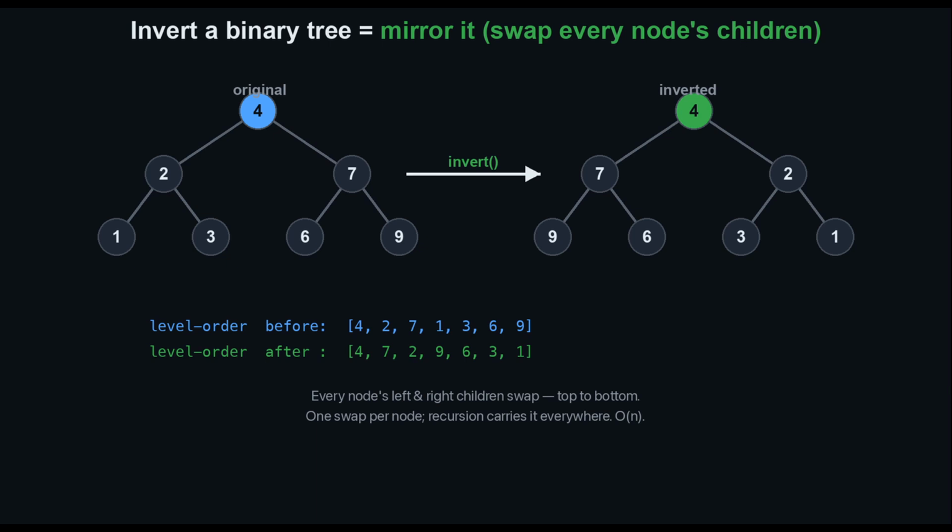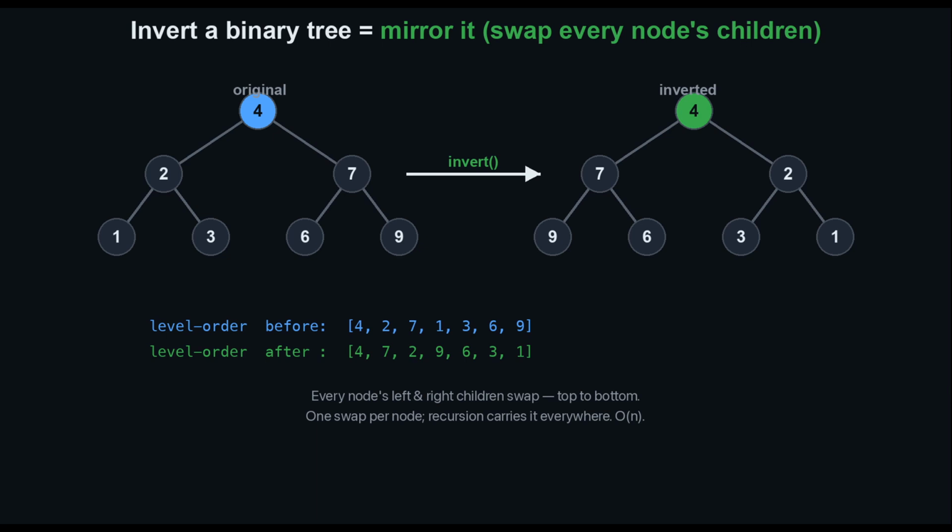Here's the flip in a picture. On the left, the original root 4 with 2 on the left and 7 on the right. Under 2 sit 1 and 3. Under 7 sit 6 and 9. Inverting mirrors it. 4 stays at the top, but now 7 is on the left and 2 is on the right.